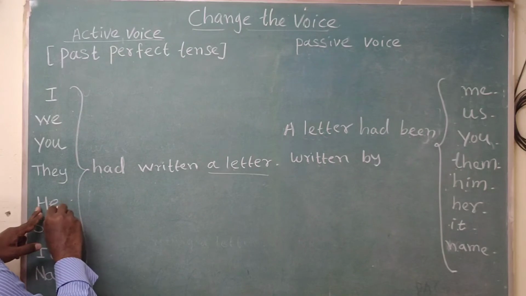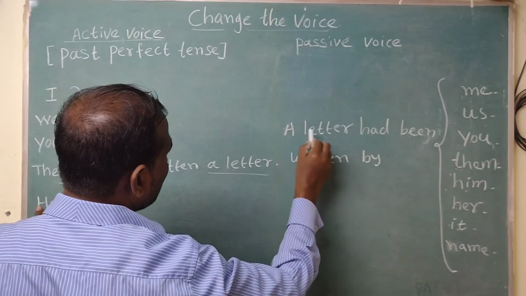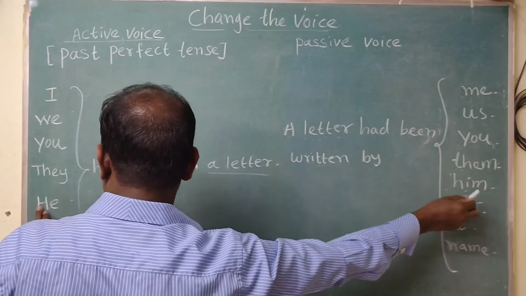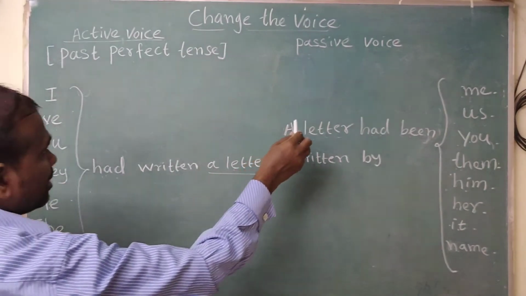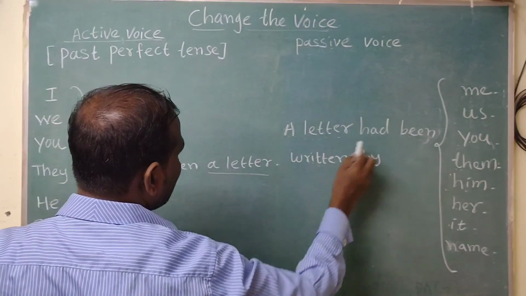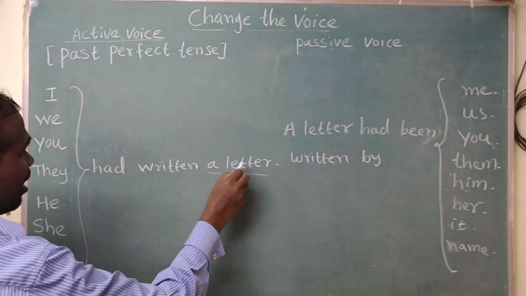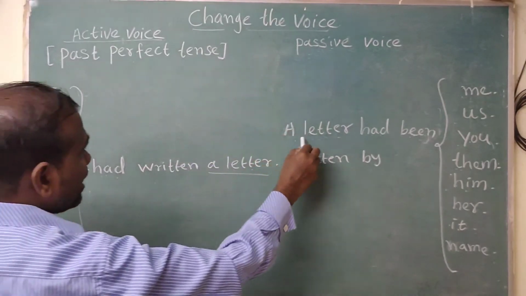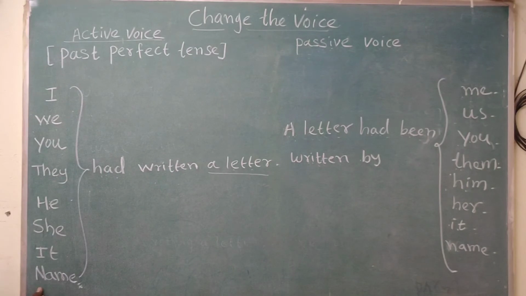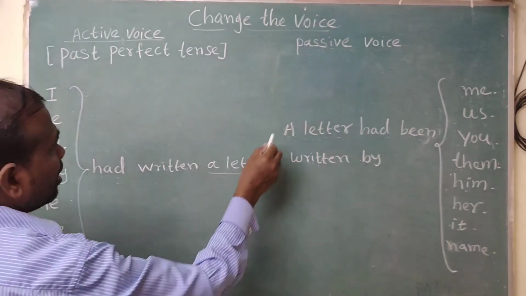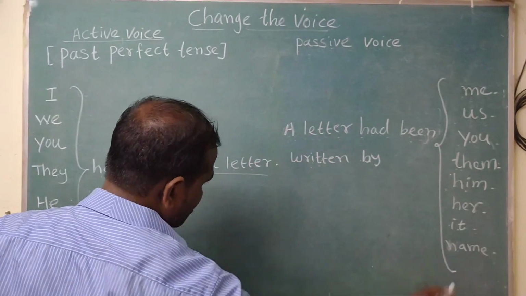If the sentence is he had written a letter, then this passive voice will be a letter had been written by him. If the sentence is she had written a letter, then passive voice will be a letter had been written by her. If the sentence is it had written a letter, then passive voice will be a letter had been written by it. If the name says, suppose Manish had written a letter, then passive voice will be a letter had been written by Manish.